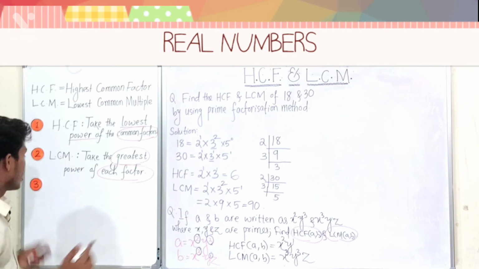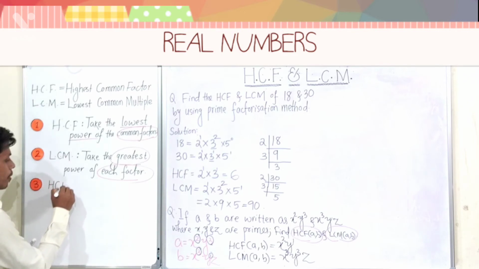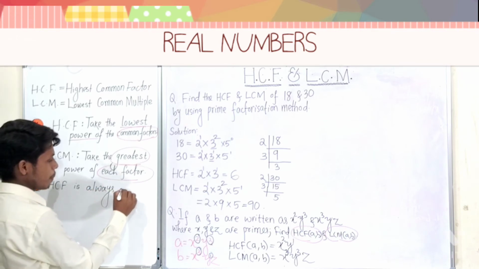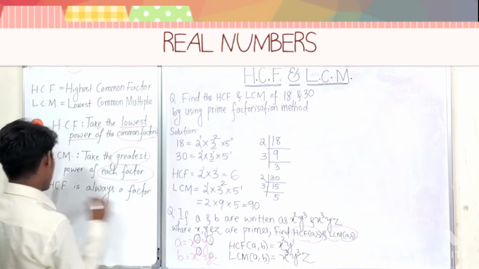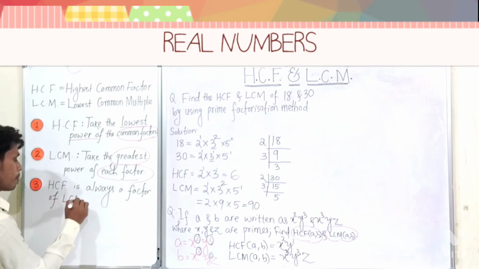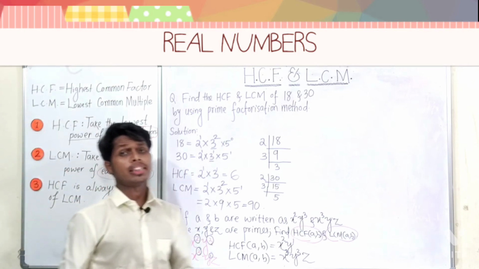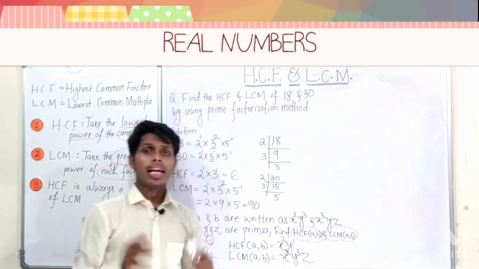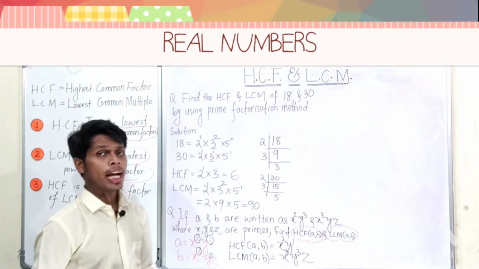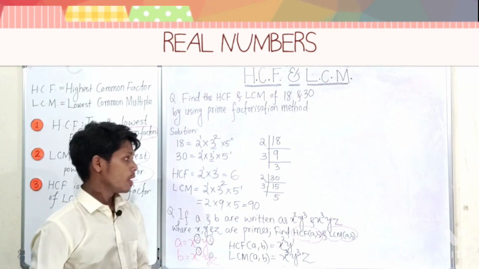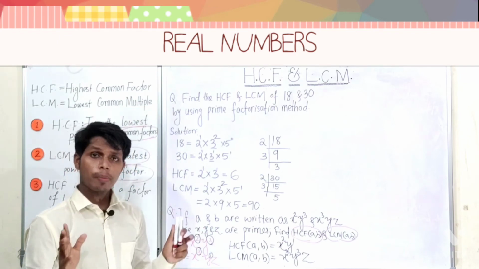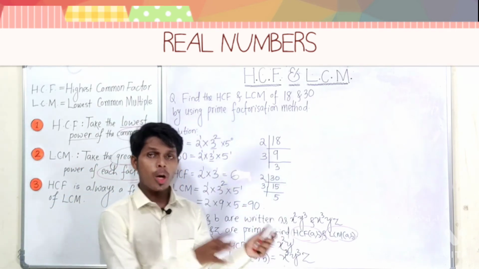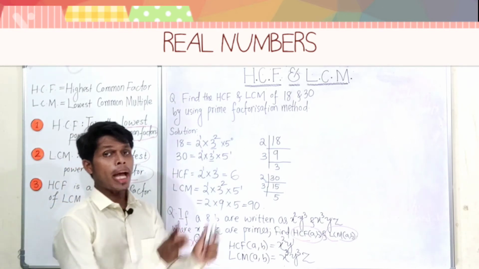The next fact is HCF is always a factor of LCM. If you find out HCF and LCM of two numbers or more than two numbers, you will find that HCF of those numbers is always a factor of the LCM. Why? Because HCF is the factor of the given numbers and the given numbers are the factors of the LCM. So ultimately HCF becomes the factor of the LCM.